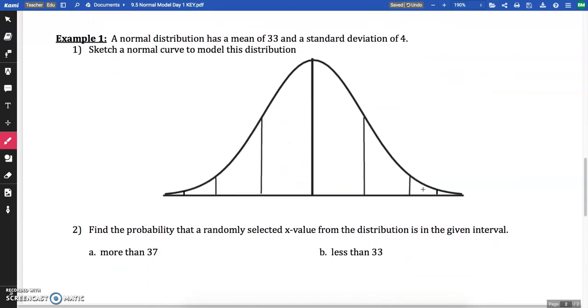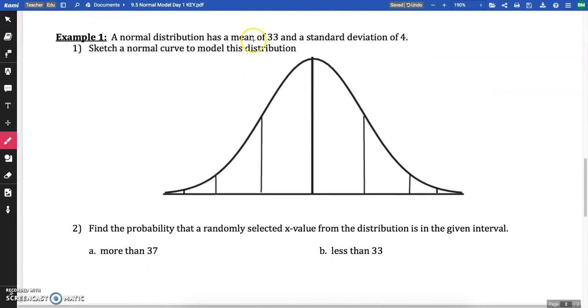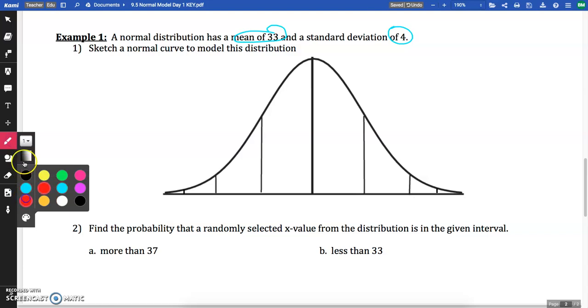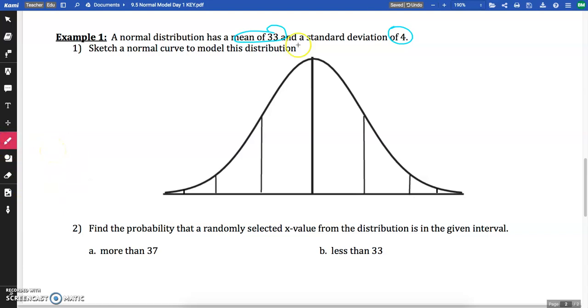So example 1 says a normal distribution has a mean of 33 and a standard deviation of 4. I'm going to change colors here. Let's see. So we're going to start by labeling our normal curve to model this distribution. The mean, or the average, always goes right in the middle, 33. And then as I move to the right, I'm going to add a standard deviation. So I'm going to add 4, and that would give me a value of 37.